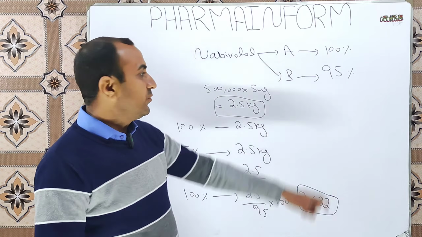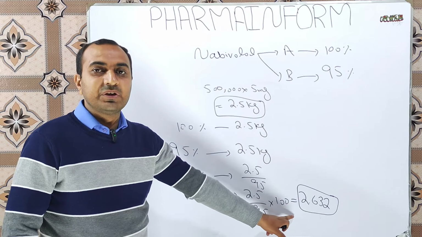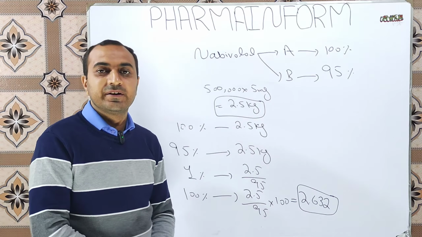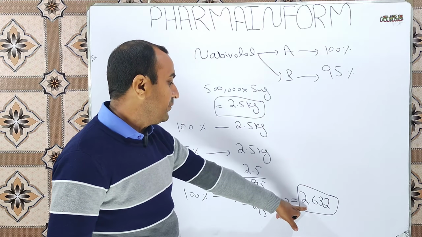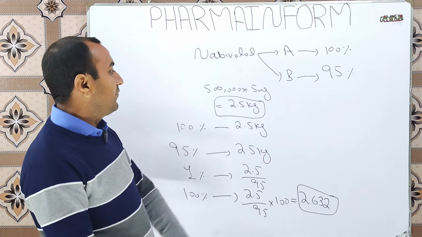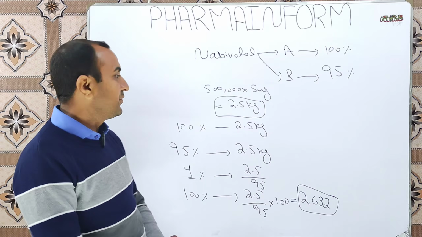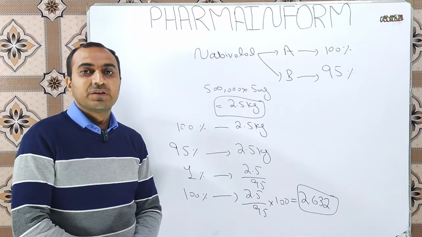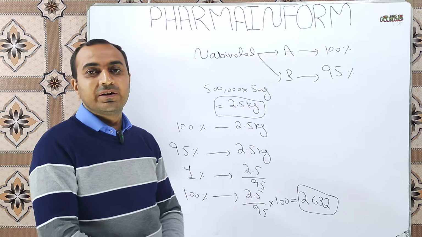We have adjusted the value of our API from 95% to the 100% value. When our SA value is 95%, we will use more API. We will adjust our active pharmaceutical ingredient according to its SA value, and the value after adjustment will be 2.632 kilogram. And when the SA was 100%, we use 2.5 kilogram. So it was a basic calculation about the potency adjustment.